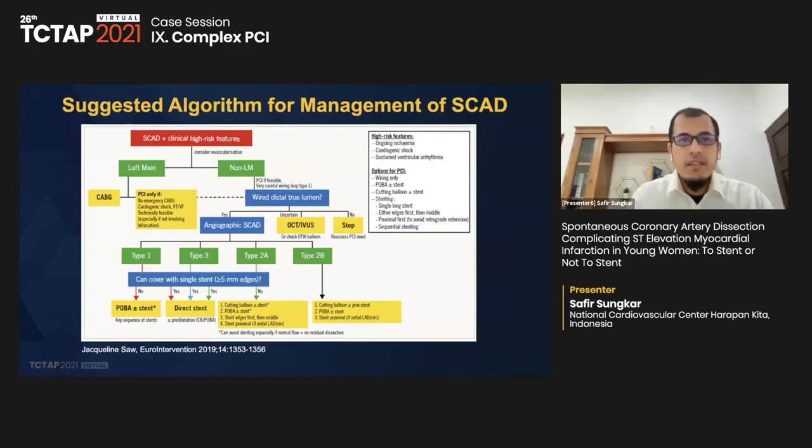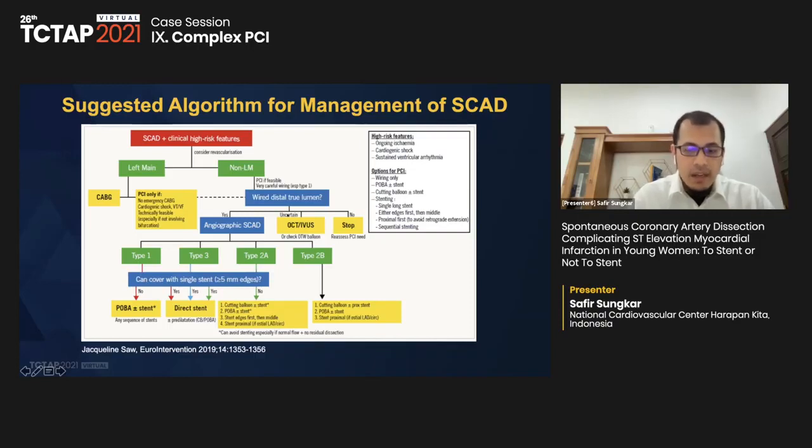And here is the suggested algorithm for management of SCAD proposed by Dr. Seung. When we face a patient with SCAD and clinical high-risk features such as ischemia, cardiogenic shock, and sustained ventricular arrhythmia, revascularization should be considered, with PCI preferred if indicated and feasible.